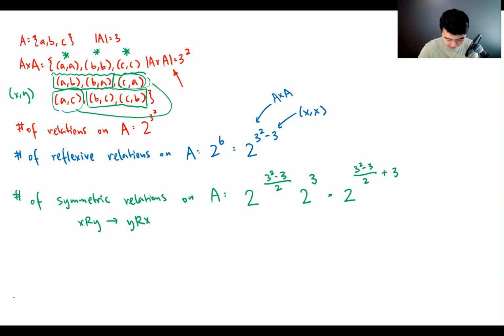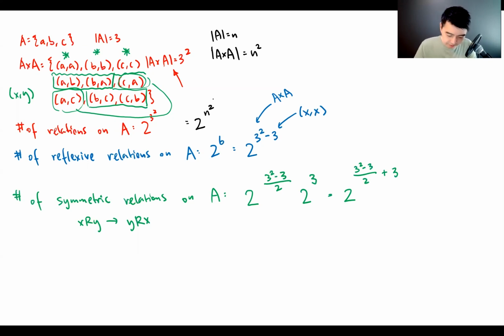So I'm going to use a black this time. So instead of the size of A being 3, let's assume now that the size of A is equal to n. So let's answer each of these questions again. What is the size of A cross A? Well, the answer would be n squared, right? 3 times 3, n times n. How many relations are there? Well, we said it's just 2 to the power of 3 squared, right? So this would be 2 to the power of n squared. That's how many relations there are on A.